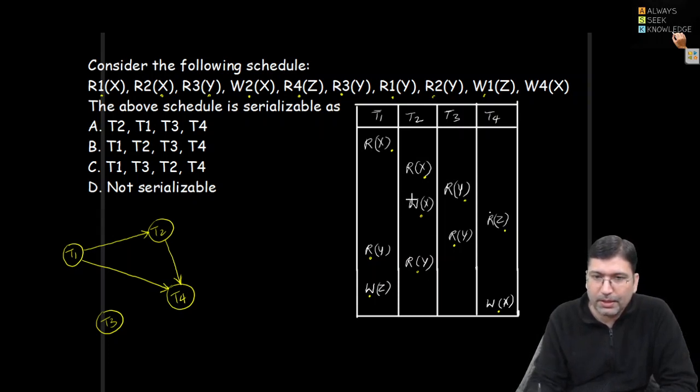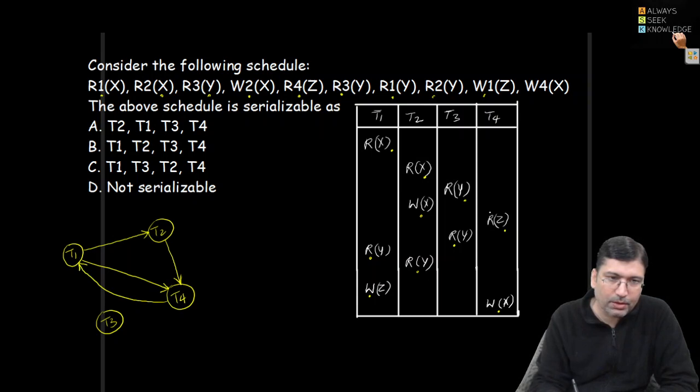Check for write X. Write X will have conflict with read or write X. So there is no conflict in T1. There is no conflict in T3. There is a conflict in T4. So T2 to T4, it is already drawn. Then this read Z will have the conflict with write Z. There is no conflict in T2 or T3, but there is a conflict in T1. So T4 to T1, read write conflict, T4 to T1.